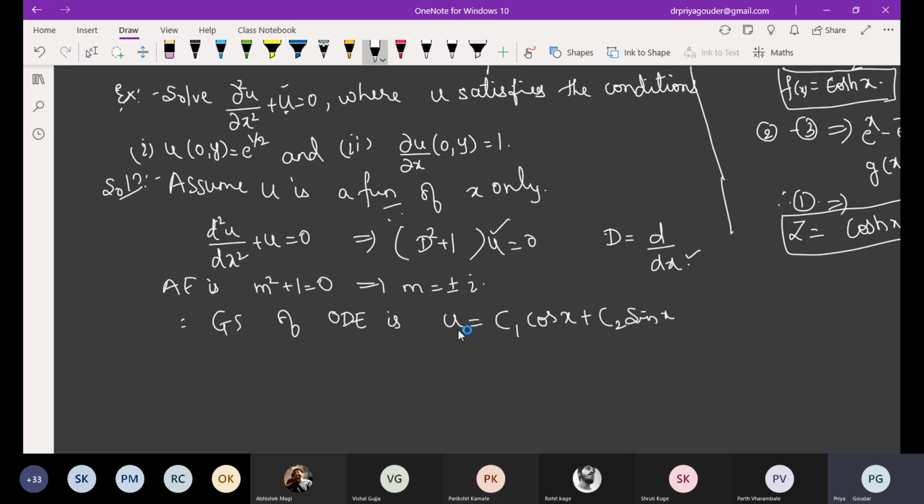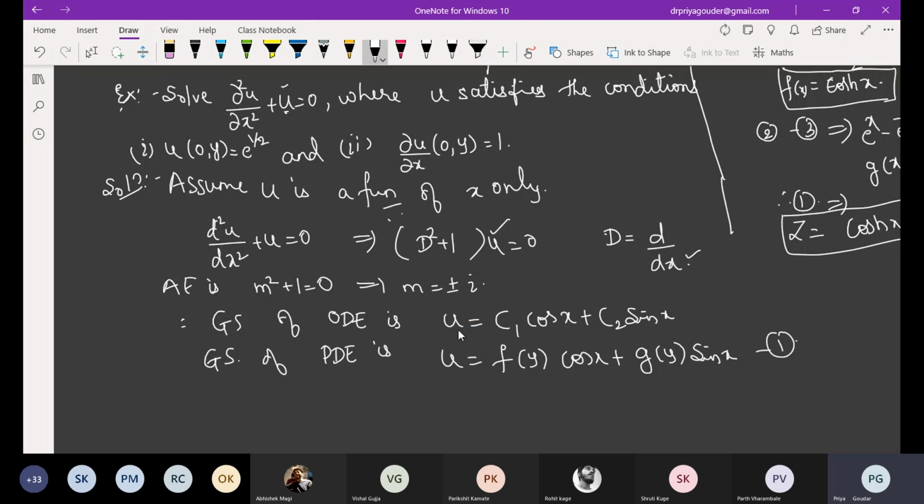The solution of PDE is obtained by replacing arbitrary constants by functions of what? Function of y. So the general solution of PDE is u equal to, what do I have to write in place of C1? Function of y. Write C2 as another function of y only. Take this as equation 1.